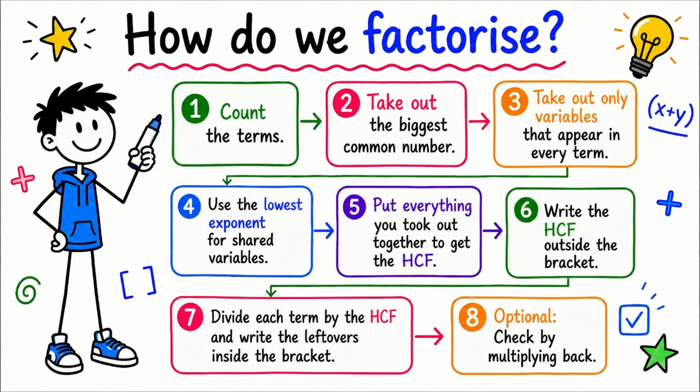When we factorize using the HCF, we can follow the steps you see on the screen. I'm not going to go through each step in detail just yet, because we will use these steps properly when we work through the examples. For now, just remember the main idea. We find the HCF, we take it out, and then divide each term by the HCF to find what stays inside the bracket. Now let's go through 3 examples together and see how these steps work.